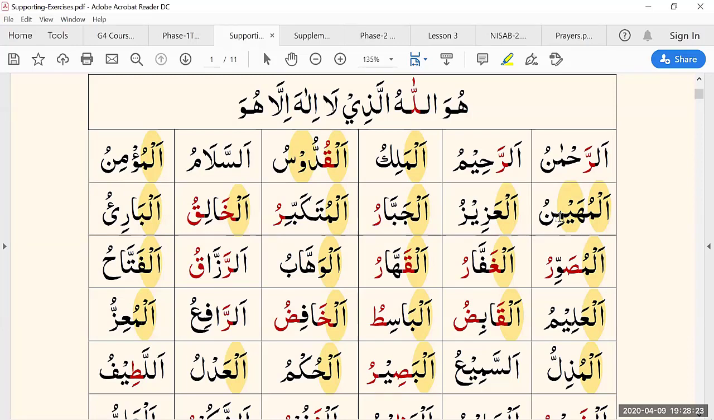Al-Azizu. Okay, so remember, ain has a very prominent sound. It comes from the middle of the throat. It's different from alif, right? Al-Azizu.